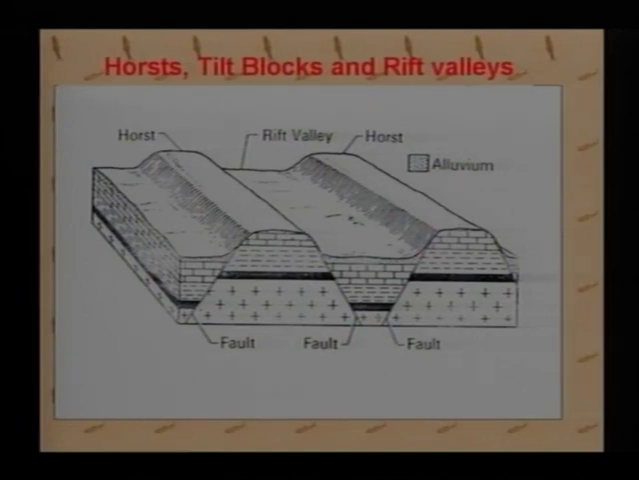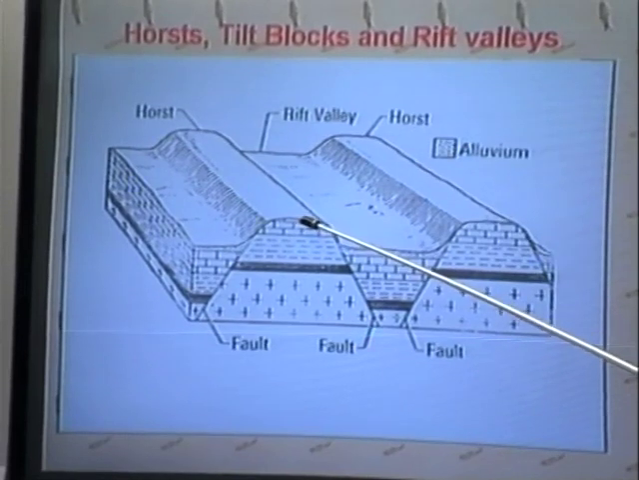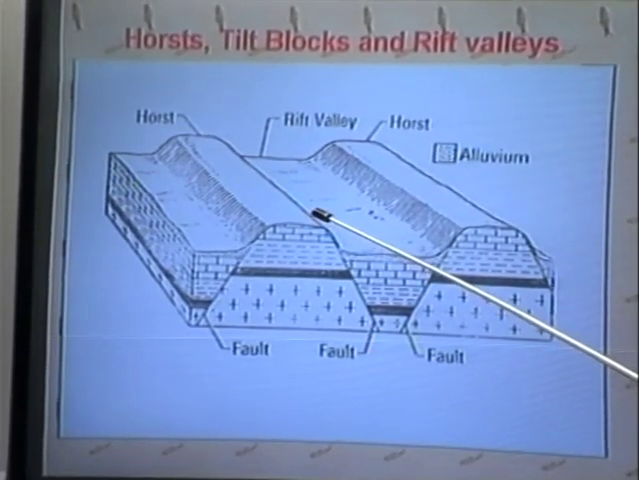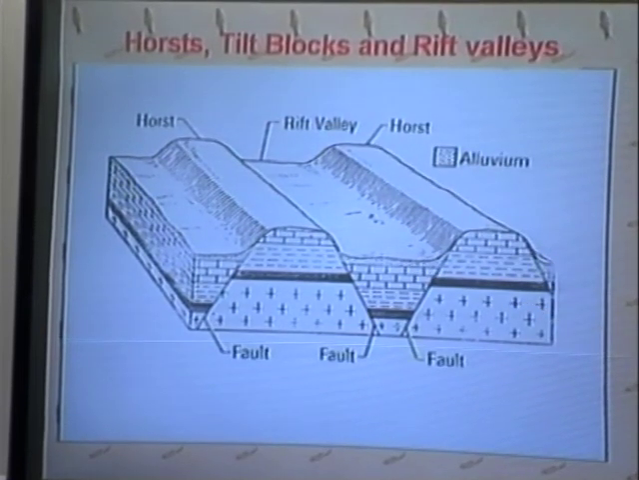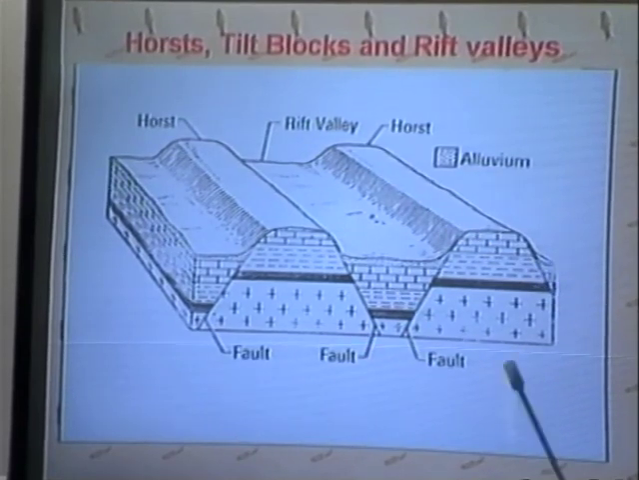One of those features that we have studied is horsts, which are simply uplifted areas between two parallel faults. We've also looked at the formation of grabens or rift valleys, which are simply depressed areas between two parallel faults.